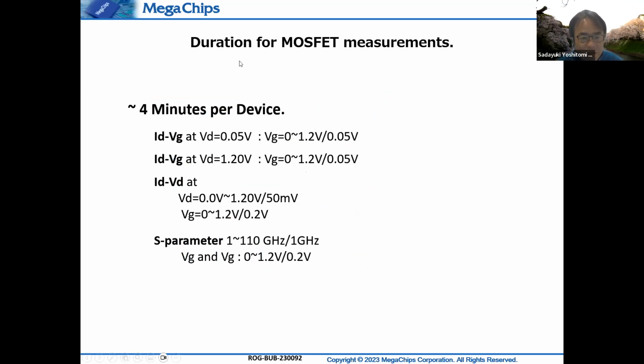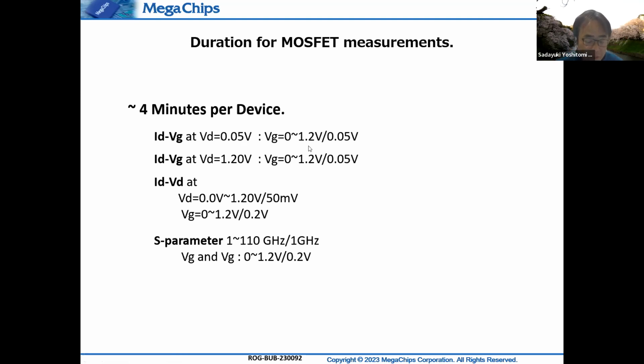And furthermore, this is new additional information. If we apply this new system for MOSFET measurement, including two kinds of ID-VG, linear region and saturation region, ID-VD, and S parameter measurement, all four sets of measurement, we need only 4 minutes per device. This is rough.